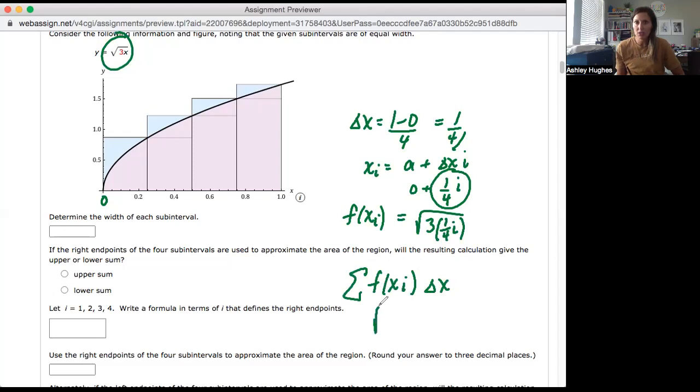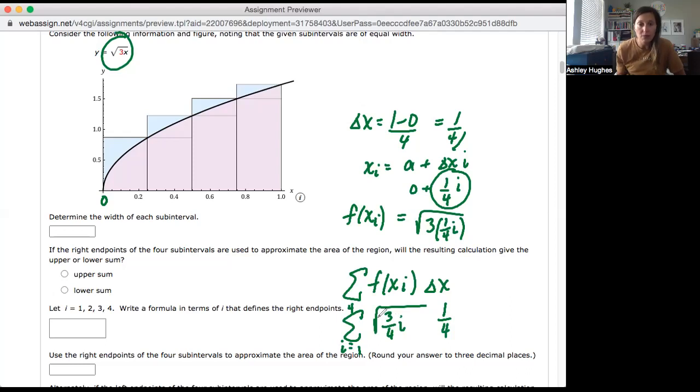And then we're going to sum up f of x sub i times delta x. So we're going to sum up the square root of 3 minus 3/4 i, times delta x, which is 1/4. We're going to sum that up from i equals 1 to i equals 4. So that would be our answer.